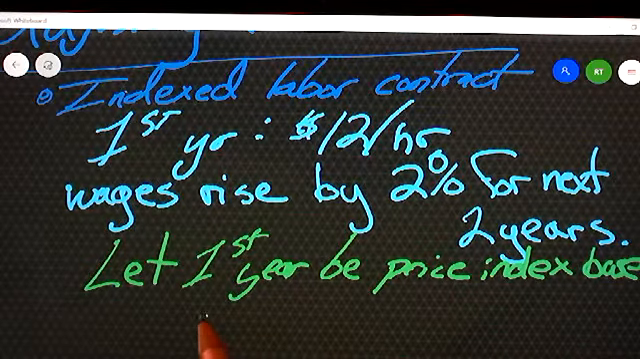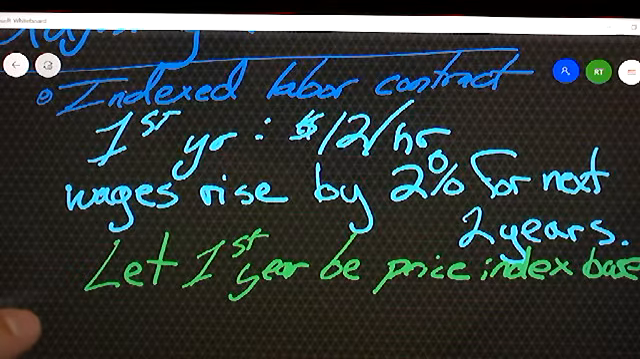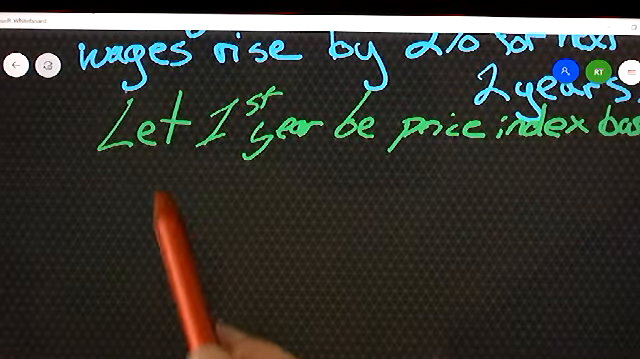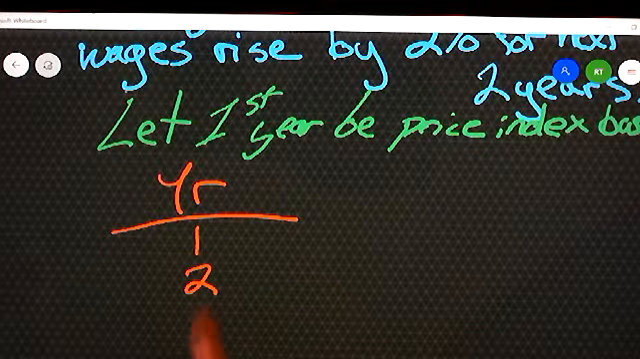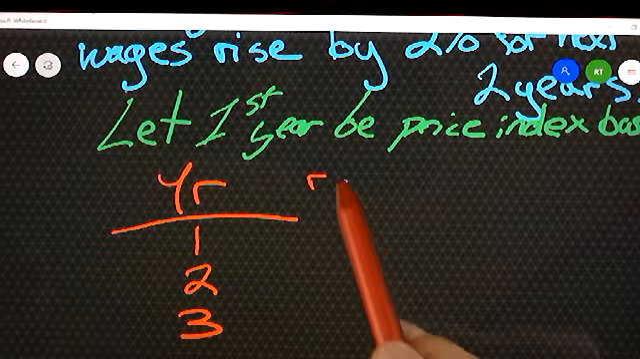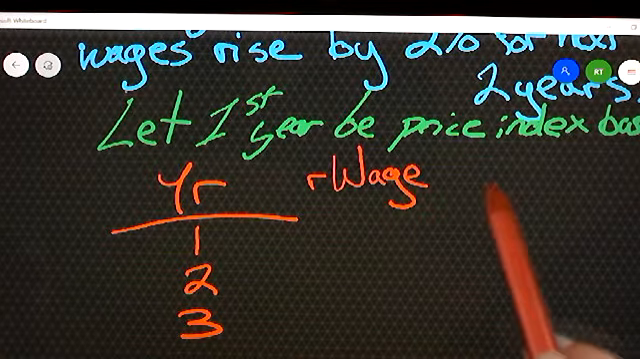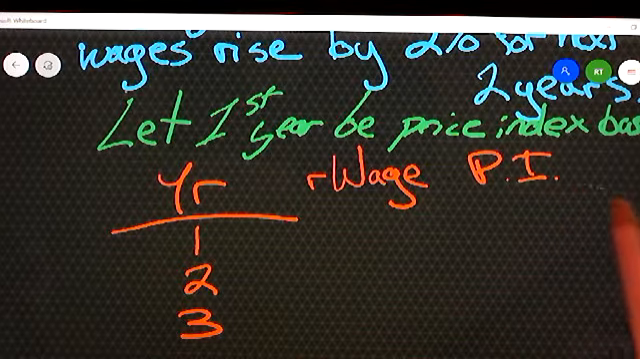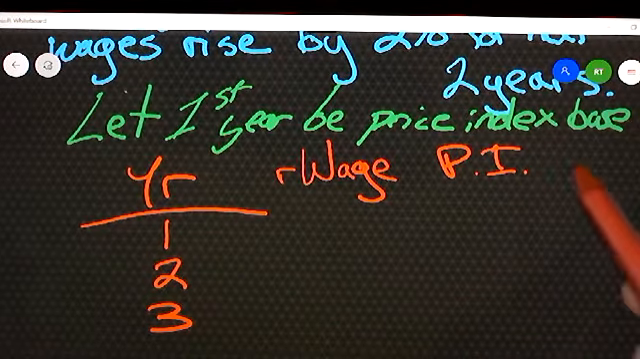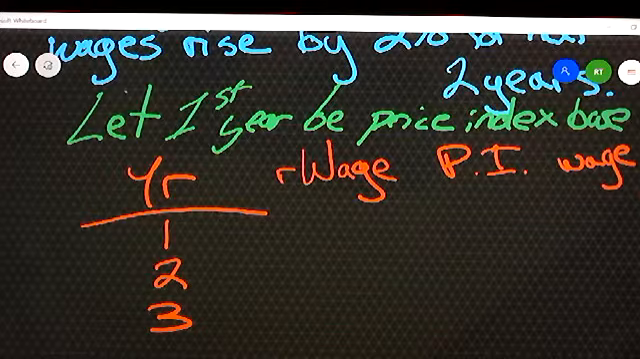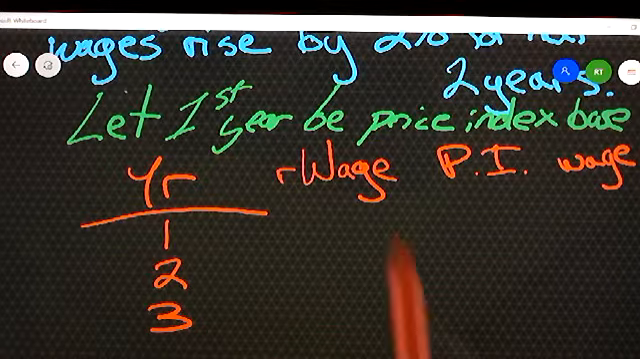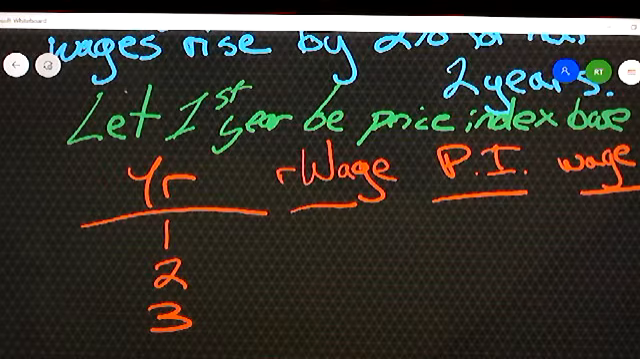So for the first year, like with everything else, it's best to make a little table. So year 1, 2, 3. We've got real wage, we've got the price index, and we've got the nominal wage. I'm just going to call that the wage. If you just see stuff that says wage without the little R before it, it's assumed by default it's nominal.